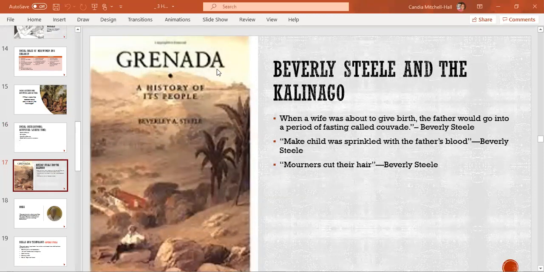The next thing, ladies, they had some different, not gendered roles, but some customs. So somebody could read some of the customs that they had. This is from Beverly Steele, a historian, and this is a book that she wrote, Grenada, A History of Its People. And they found quite a lot of Kalinago artifacts in Grenada.